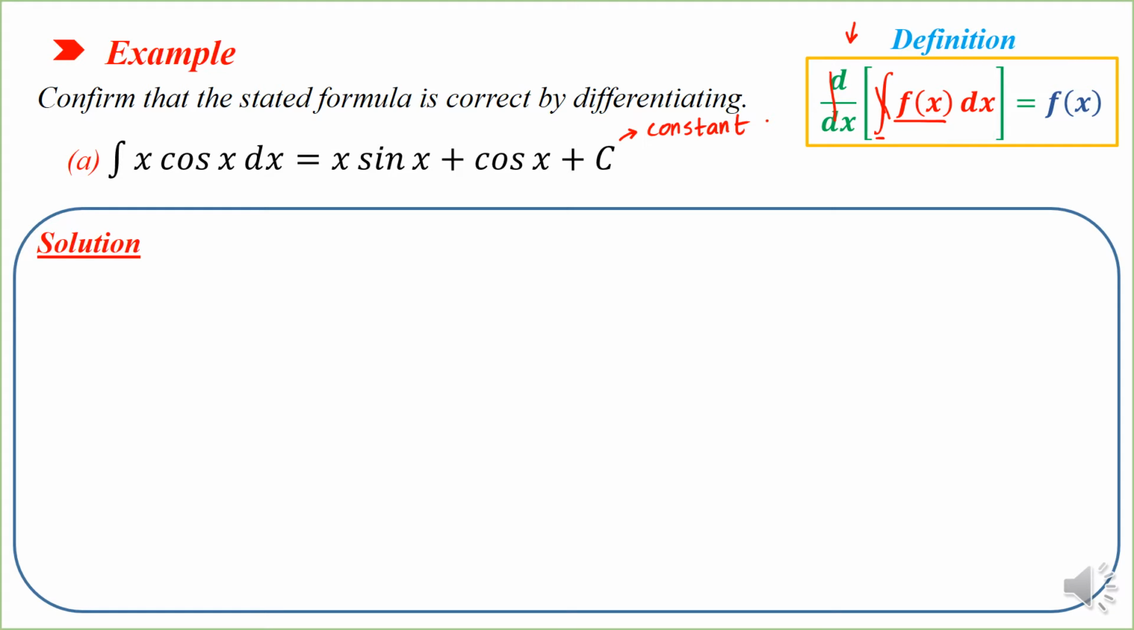So if you want to check if this statement is true or not, you have to take the derivative for both sides. So d by dx of the integral of x cosine x dx. You have to check if the derivative of the left hand side equals the derivative of the right hand side, the derivative of x sine x plus cosine x plus c.